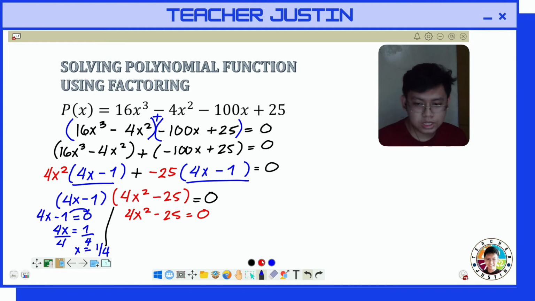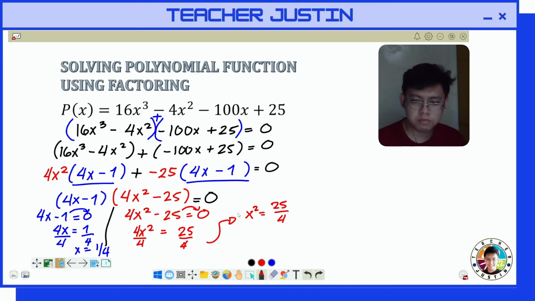Okay, let's proceed to our second equation. So let's solve for the value of x. First step is for us to transpose negative 25 to the other side, giving us 4x squared is equal to 25, positive 25, changing the sign. Divide both sides by 4, giving us x squared is equal to 25 over 4.